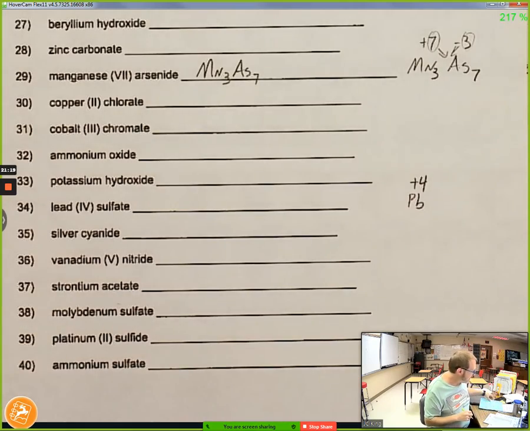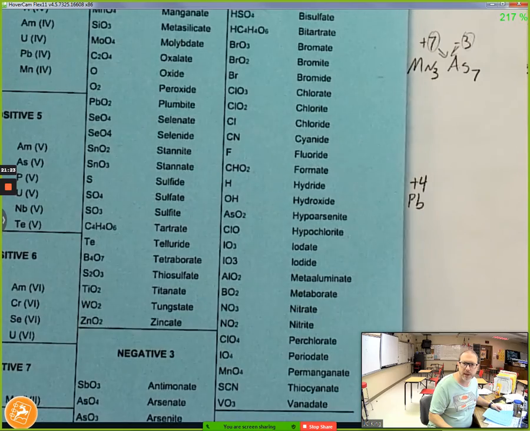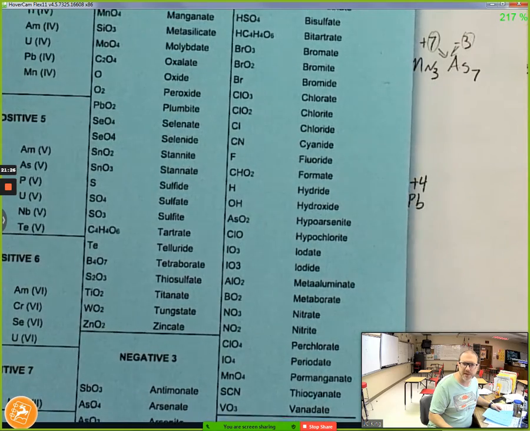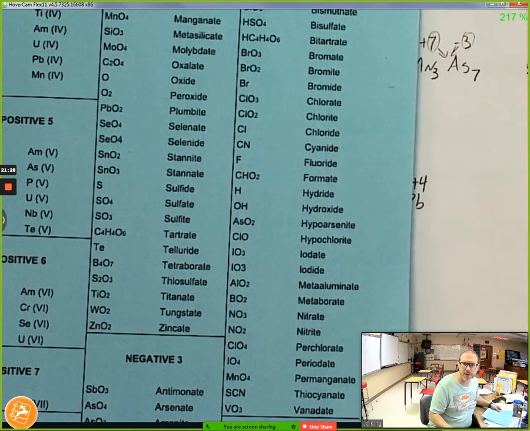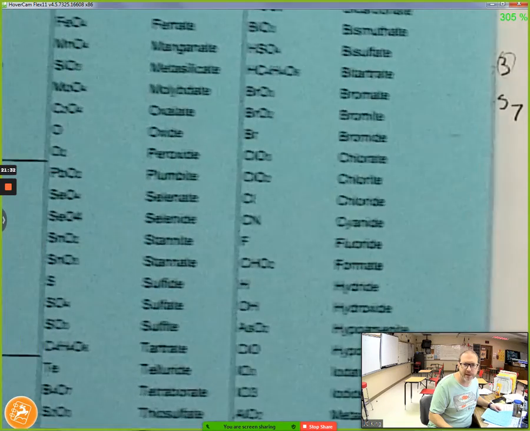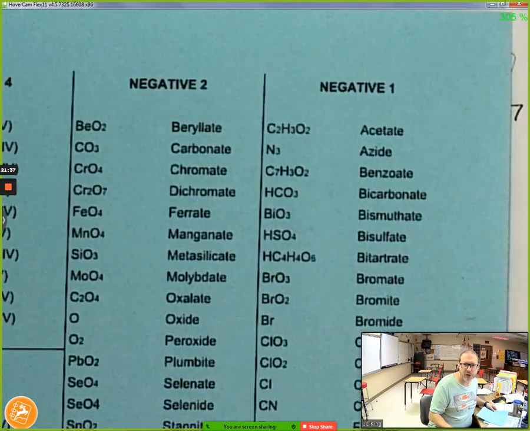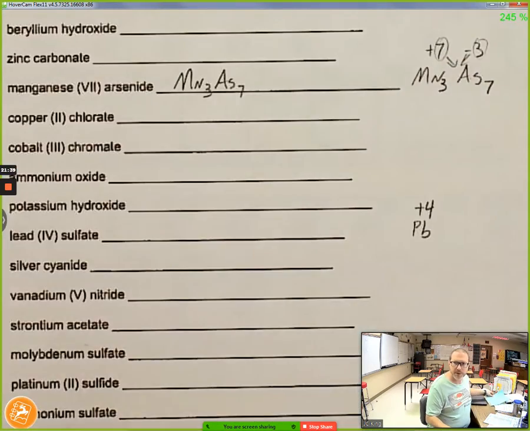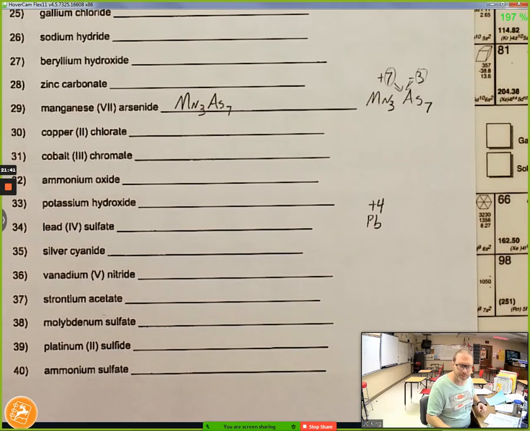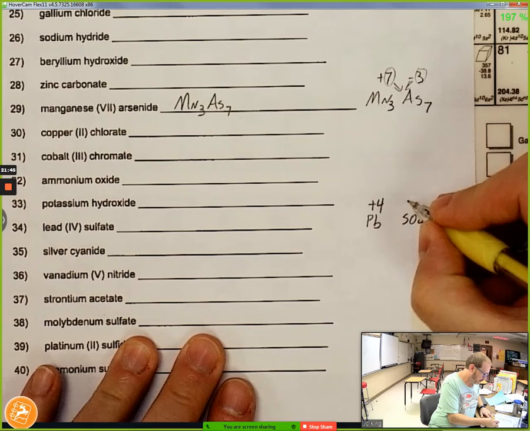Let's go find sulfate on the negative chart. Okay, sulfate, stannate. There's sulfate. Now again, be careful. There's 2 others that are really close with names, but they're a totally different thing. Sulfate is SO4, and it has a charge of -2. So coming back out to my paper here, SO4 with a charge of -2.